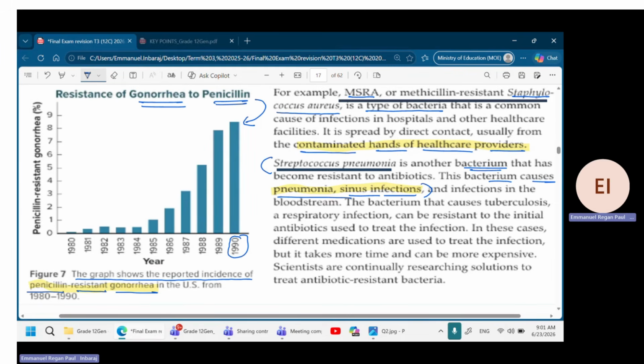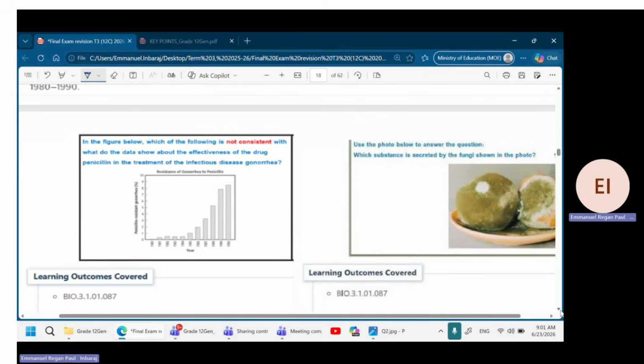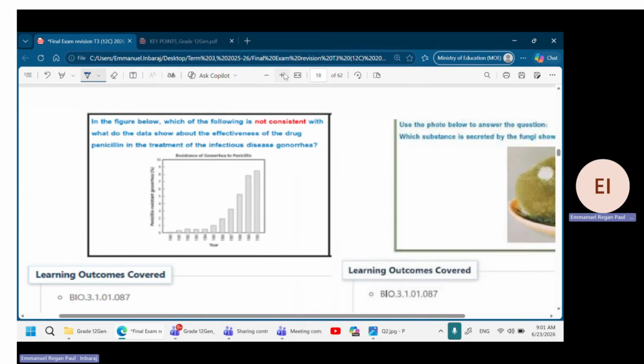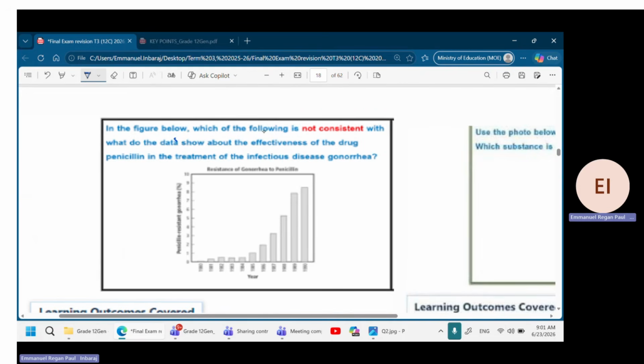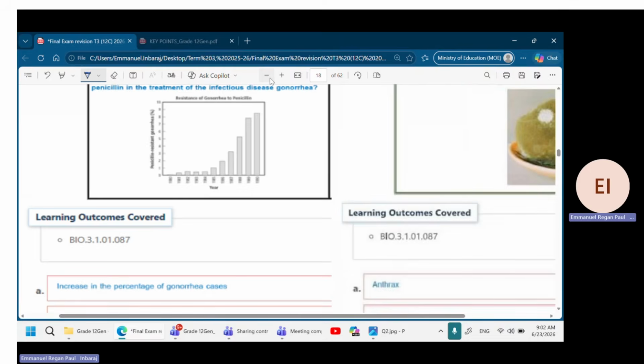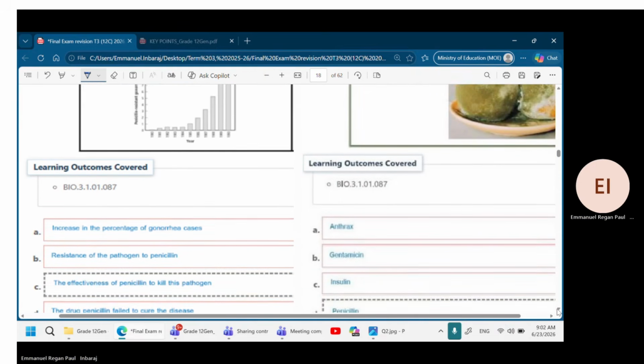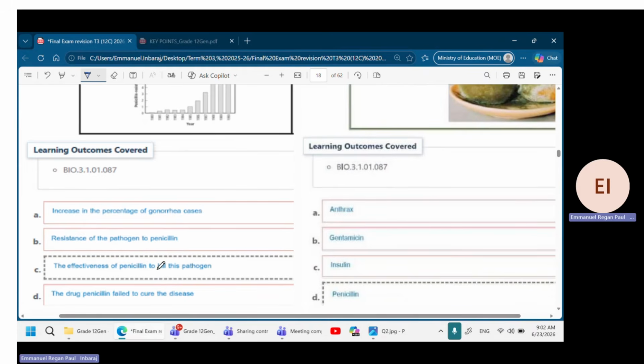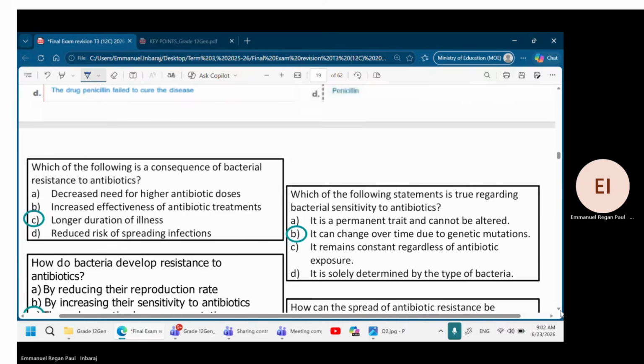Okay, so let's look at some of the questions on this. Nothing to worry. You see the question, you will understand. This question is a sure question. In the figure below, which of the following is not consistent with what the data show about the effectiveness of the drug? Look at the options. The option is the effectiveness of penicillin to kill the pathogens. And this we know, this is penicillin. We have seen it. Now let's move on to the next one.